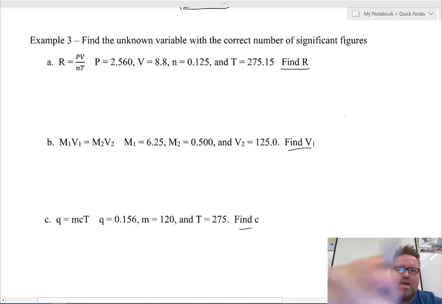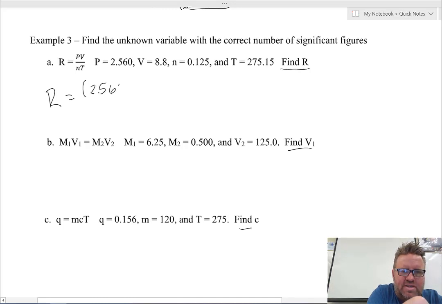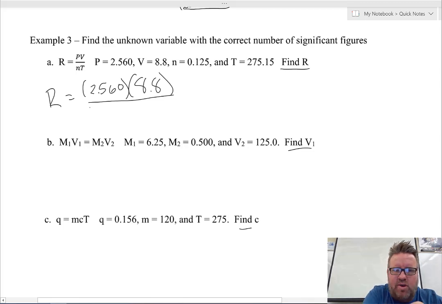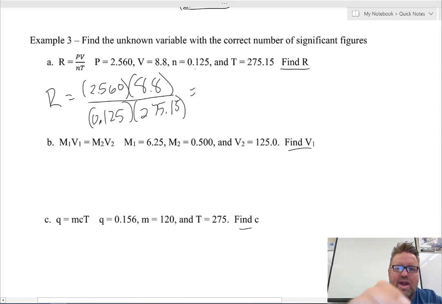Okay, so for part A, we've got to put those numbers into the equation. So R is going to equal 2.560. And these are actual chemistry equations that we're going to learn about, either in general chemistry or some of them we learn about in AP chemistry. This first one is one that we will learn about this year. So I'm just plugging the numbers into the equation here. Okay, and now I'm going to go to my calculator. I'm going to type in, listen to how I do this if you don't get the same answer as me: 2.560 times 8.8 divided by 0.125 divided by 275.15.